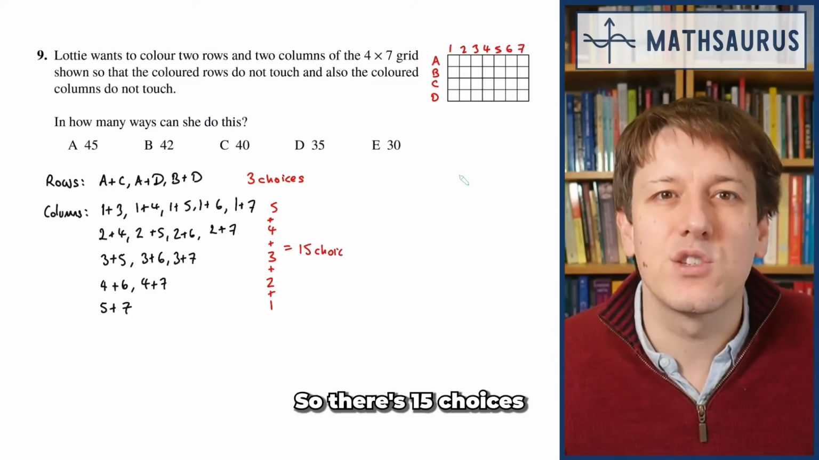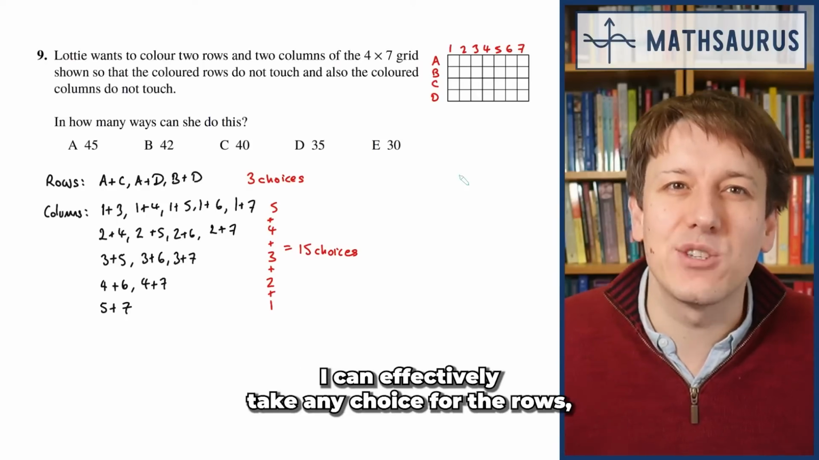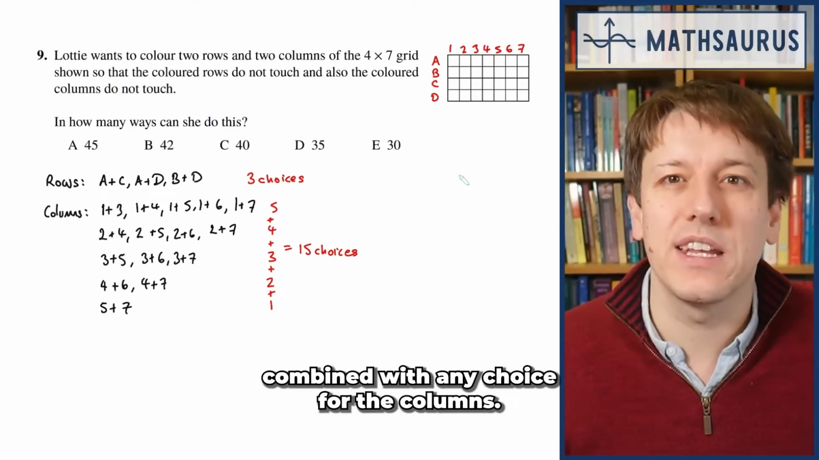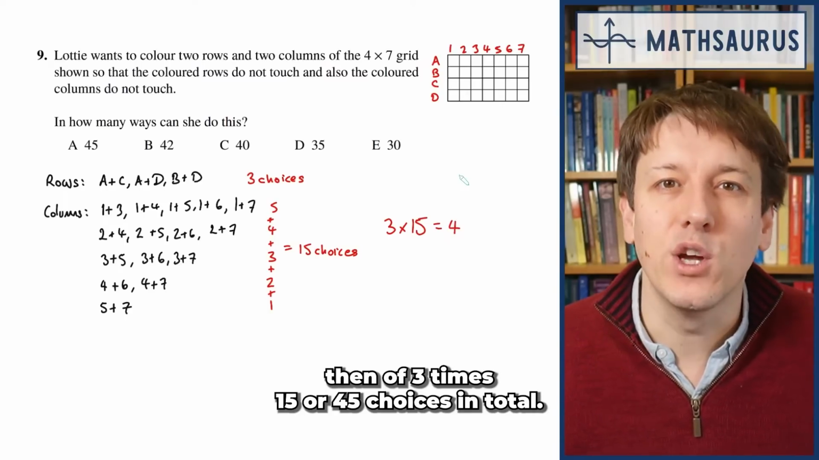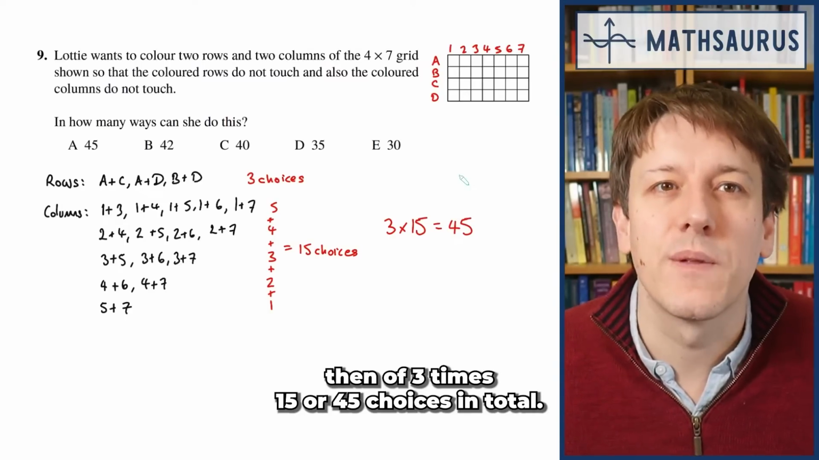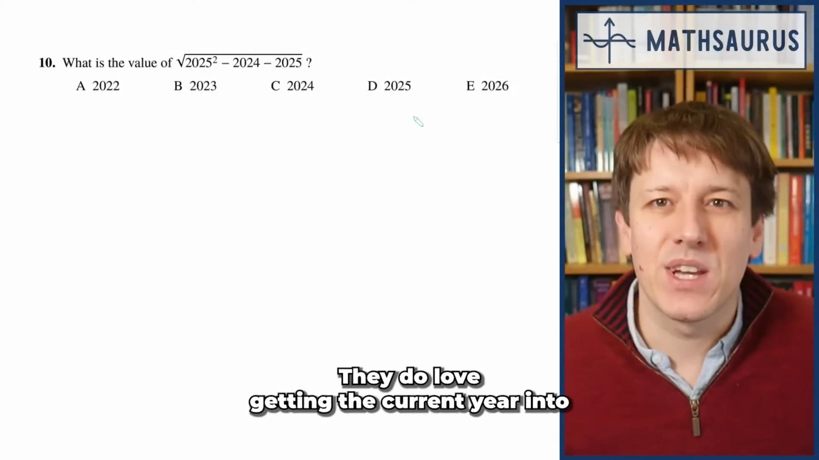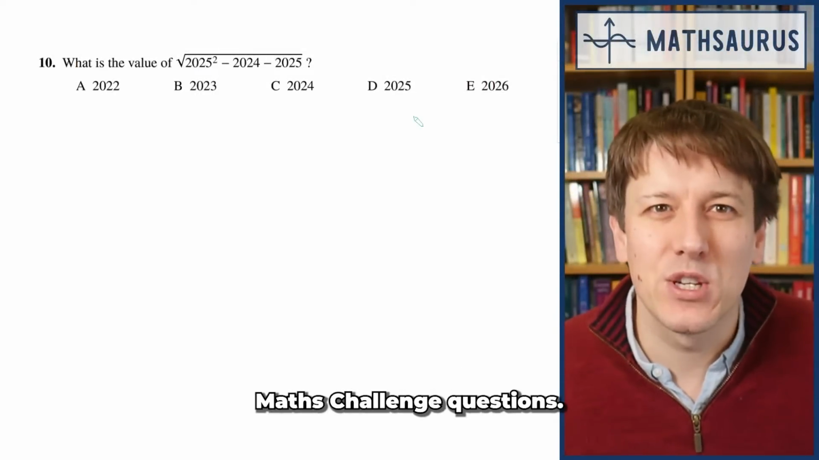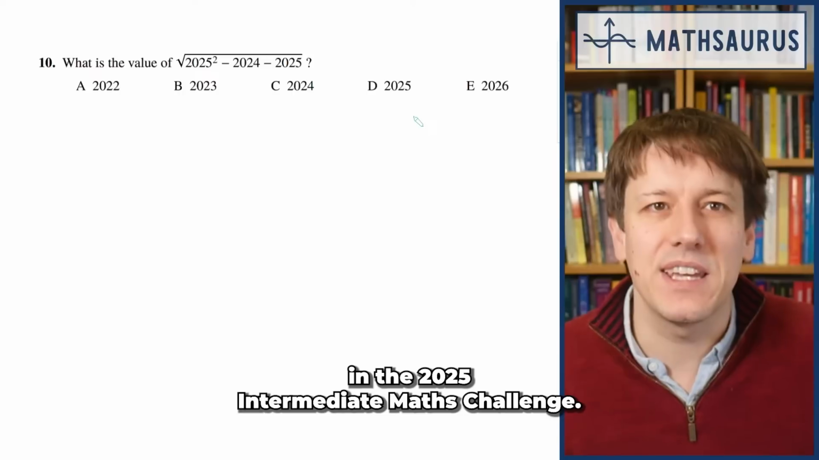So there's 15 choices for the columns, 3 choices for the rows. I can effectively take any choice for the rows combined with any choice for the columns. That gives us a total then of 3 times 15, or 45 choices in total, and so the answer here is A, 45. They do love getting the current year into Maths Challenge questions, and so no surprise here that we saw this in the 2025 Intermediate Maths Challenge.